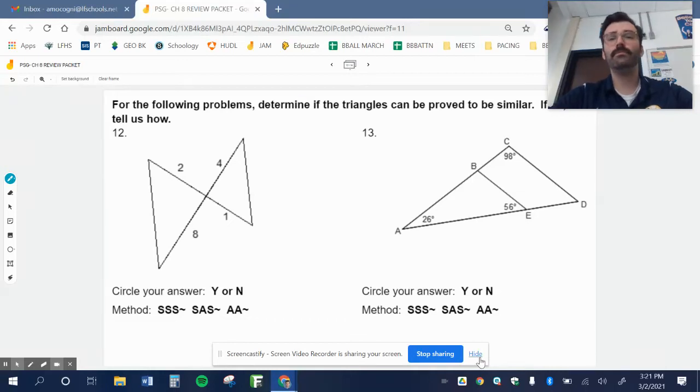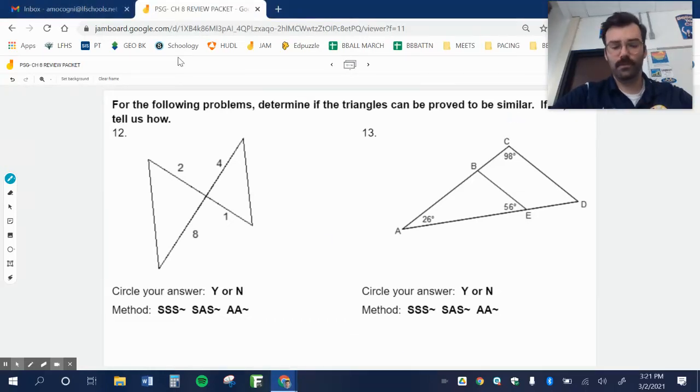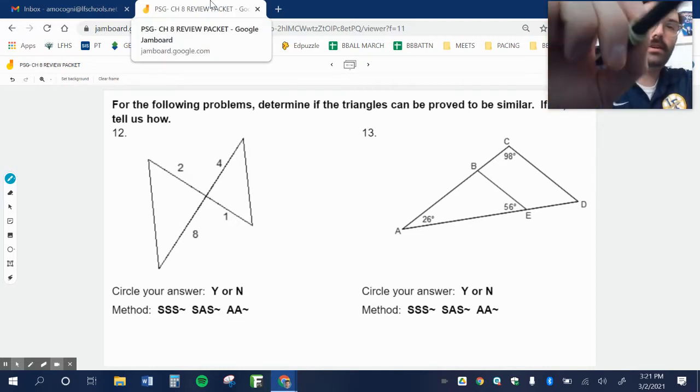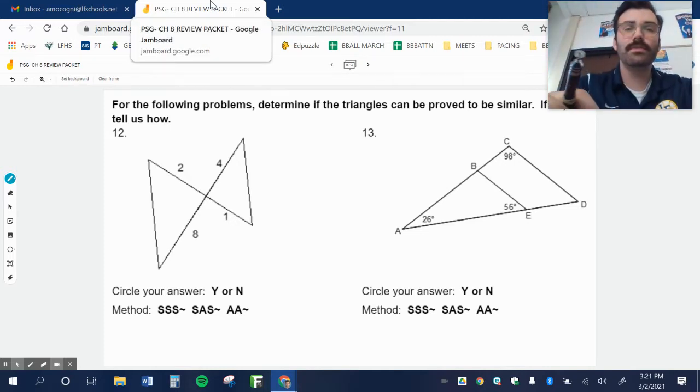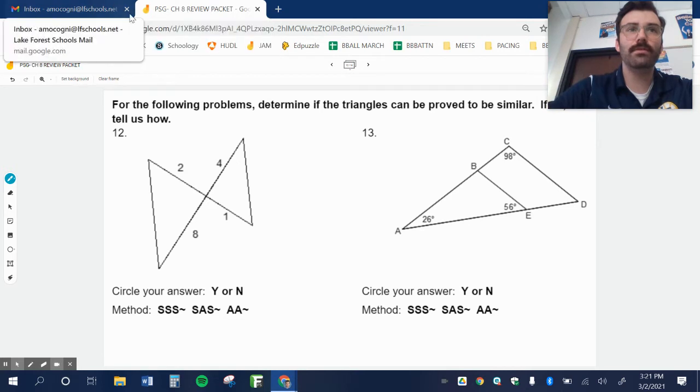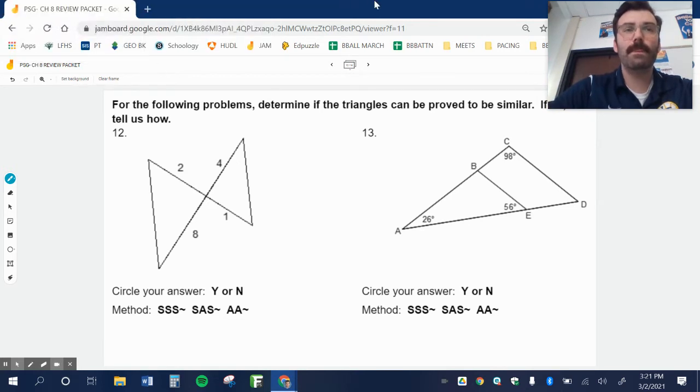All right. Last ones here. Okay. Last five problems. All right, here we go. We have to determine if these triangles are similar or not. Are these triangles similar? Okay.